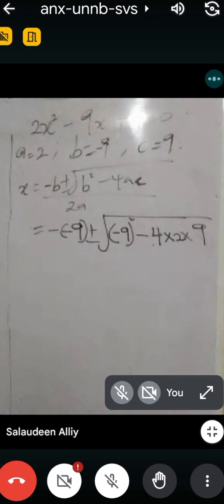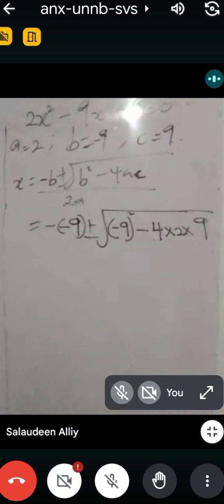Plus or minus square root of b squared. That is b is minus 9. Minus 9 squared, that's b squared. Minus 4 times a, what is a? A is 2. Times c. C is 9. Times 9. Hope no one is lost, please. If you are lost, let's find you now before you go.